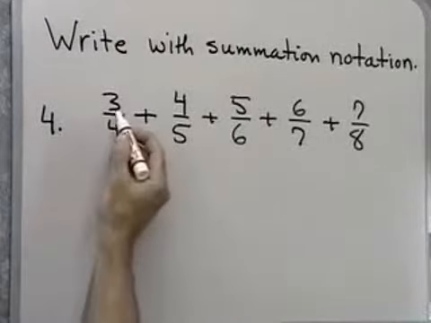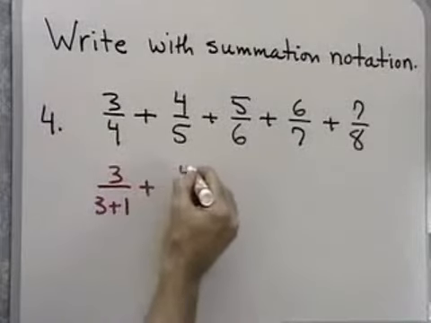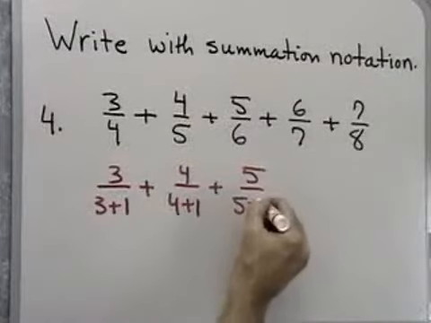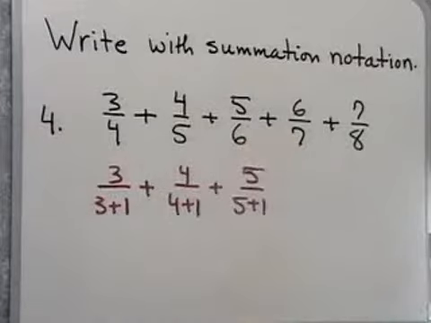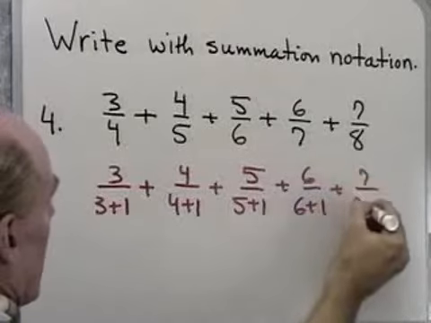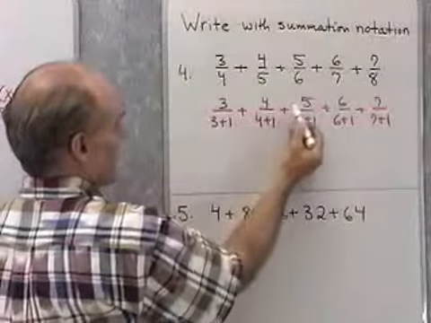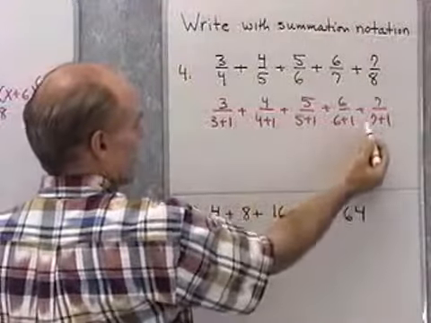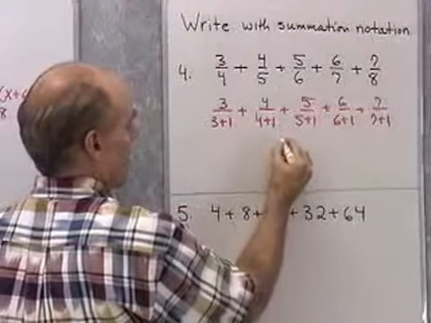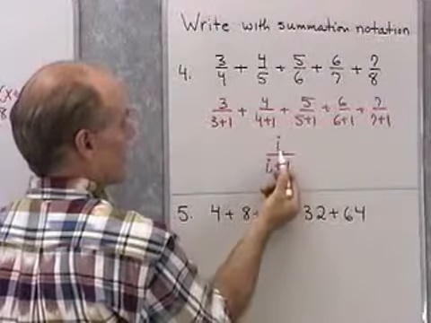So let's see, this is 3 over 3 plus 1. This is 4 over 4 plus 1. I'm trying to see a pattern here. 5 over 5 plus 1. That is, the denominator is 1 more than the numerator. 6 over 6 plus 1 and 7 over 7 plus 1. So if I look at the 3, 4, 5, 6, and 7 as the things that are changing and the 1 is staying the same, all of these have the form of i over i plus 1. That is, the denominator is 1 bigger than the numerator.